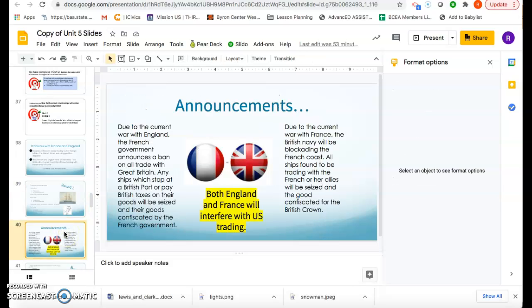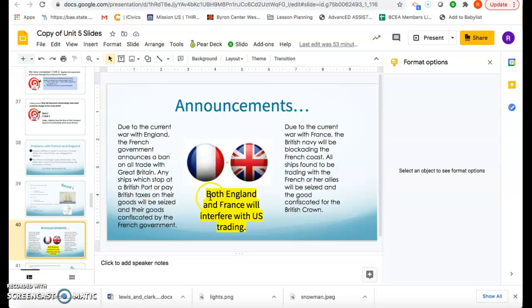Oh, there have been a few announcements. Due to the current war with England, the French government announces a ban on all trade with Great Britain. Any ships which stop at a British port or pay British taxes on their goods will be seized and their goods confiscated by the French government. All right, here's England's response. Due to the current war with France, the British Navy will be blockading the French coast. All ships found to be trading with the French and her allies will be seized and the goods confiscated for the British Crown. So both England and France are interfering with American trade.